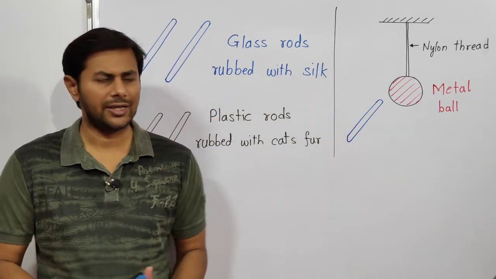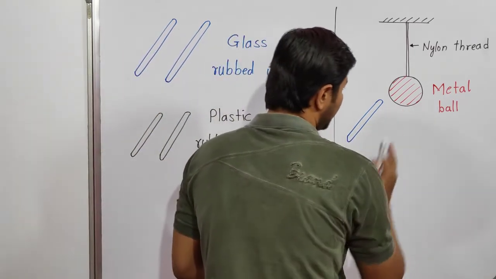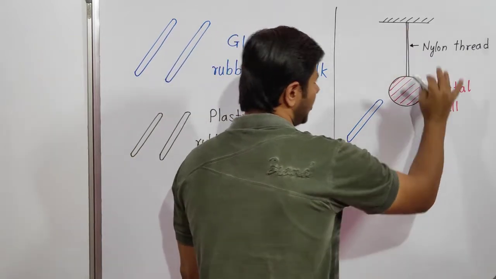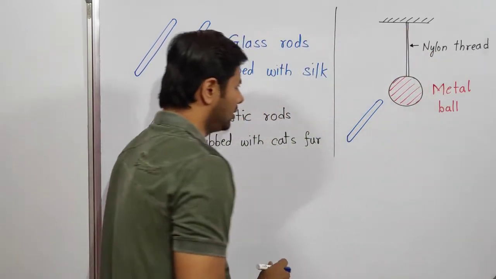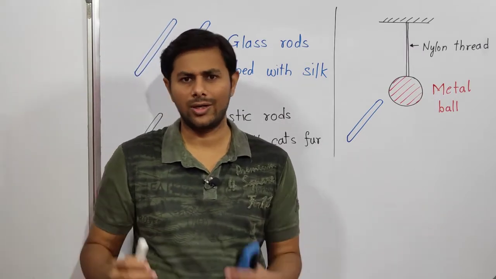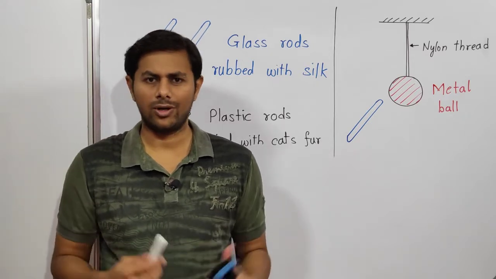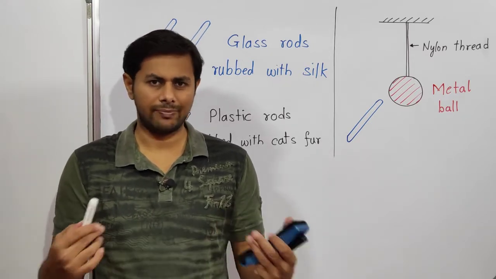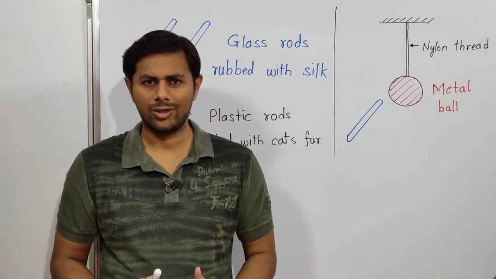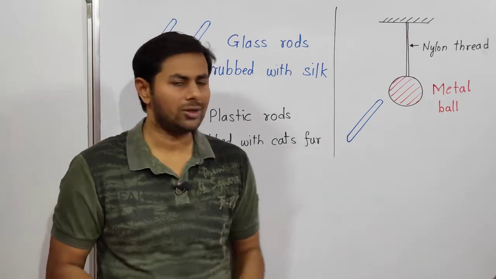Now we take one of these glass rods and move it close to this metal ball, which is suspended from this rigid support with the help of a nylon thread. Initially there is attraction between the metal ball and the glass rod, but if we touch the metal ball with the glass rod and separate them, and again bring the glass rod close to the metal ball, this time we see that there is repulsion between the metal ball and the glass rod.